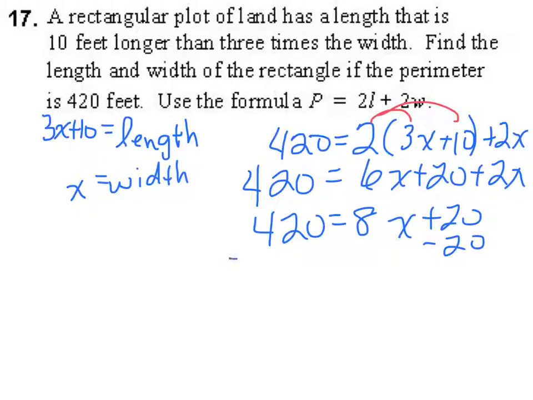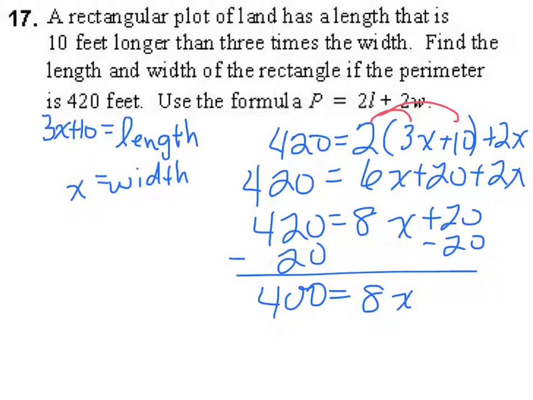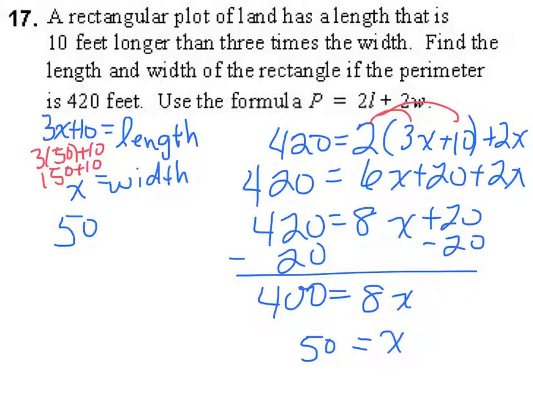Subtract 20 from both sides of the equation. So I have 8x equals 400. So that gives us x at 50, and x was our width. And so that means our length would be 3 times 50 plus 10. So 150 plus 10 is 160. And we should probably label, those are both in feet.